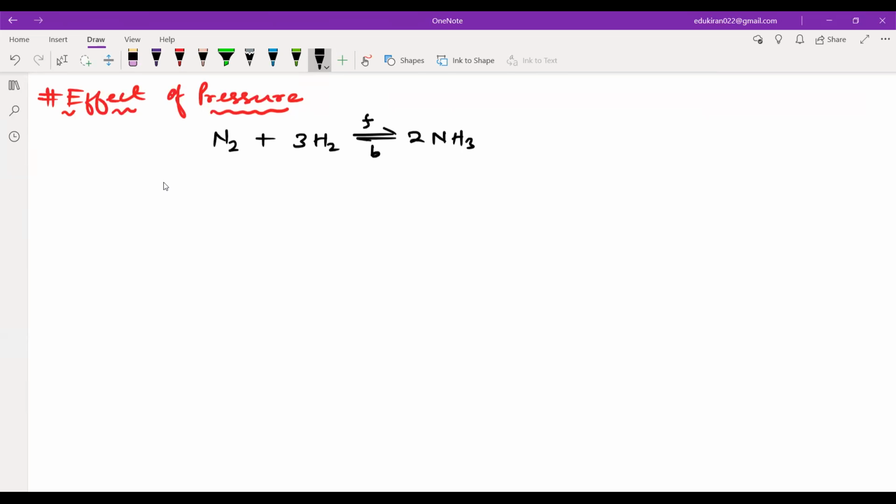Because if I'm increasing the pressure, the two things will combine more efficiently. So can I not say that if I will increase the pressure, more and more NH3 will be formed, and the reaction will go towards forward direction? The equilibrium will shift towards forward direction. Yes or no? Yes, sir.